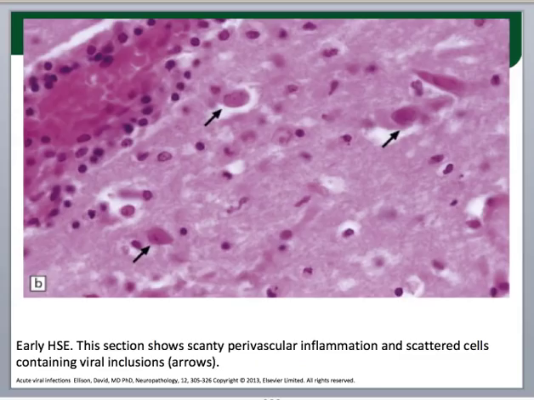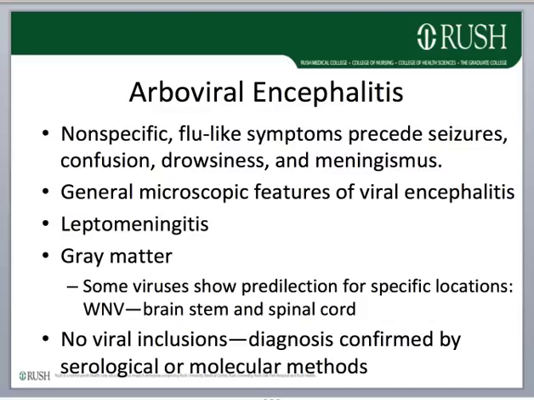This image also shows features that are generally seen with viral infection, including perivascular chronic inflammation and microglial nodules, but the arrows indicate cells with intranuclear inclusions. All right, let's now contrast that with arboviral encephalitis.